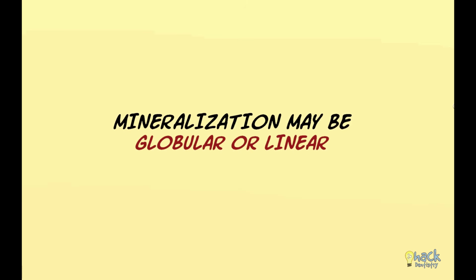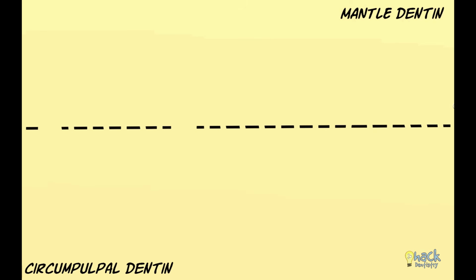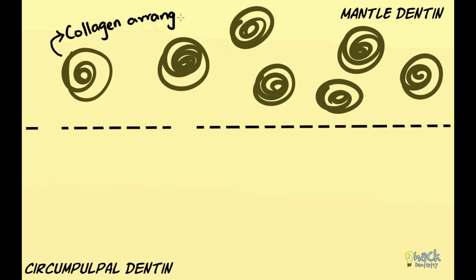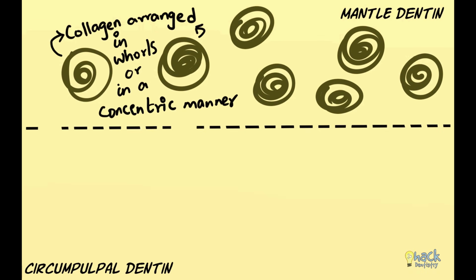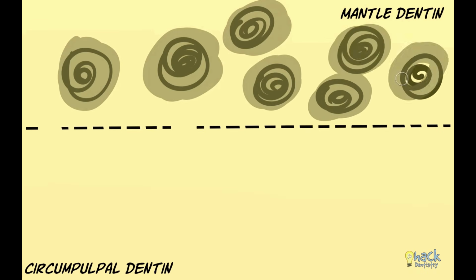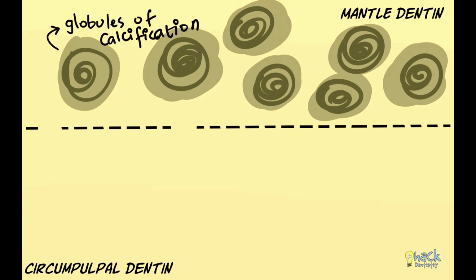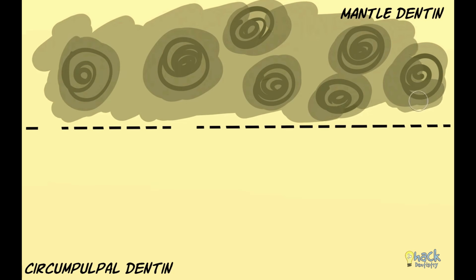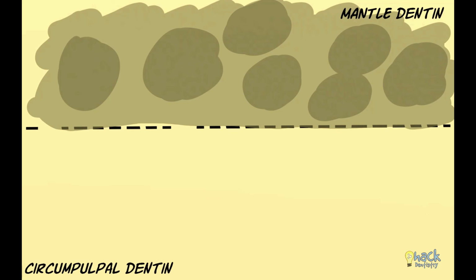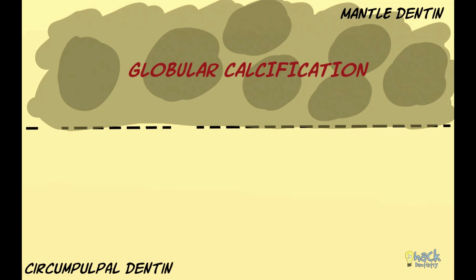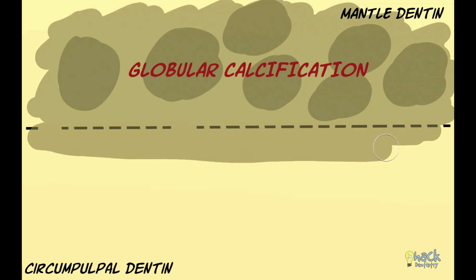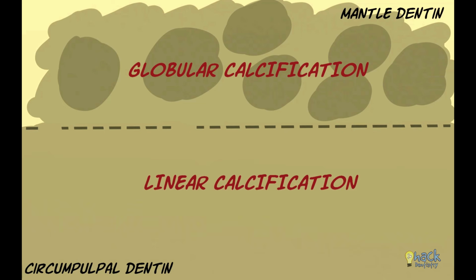Now, mineralization may be globular or linear. In the mantle dentin matrix, collagen may be arranged in whorls or in a concentric manner. Now, this may result in globules or concentric masses of calcification, which may enlarge and fuse with adjacent globules. Hence, globular calcification is mostly found in the mantle dentin, and circumpulpal dentin may have both globular and linear calcification. Linear calcification is when the calcification or mineralization front appears uniform.